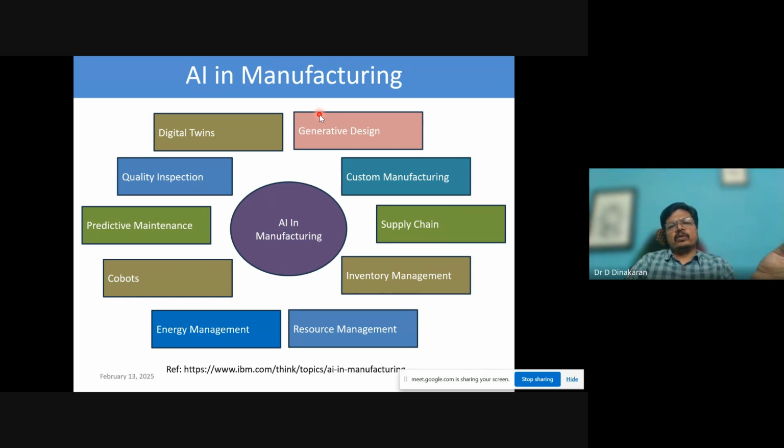Okay. So this I've taken. I think this white paper is available in open source. I took it from IBM.com, where they discussed in detail how AI in manufacturing is changing the scenario. Maybe for each and everything they have given a case study, and if you find the article, please go through it and you can get a very good idea on that. Okay. So any questions on this?